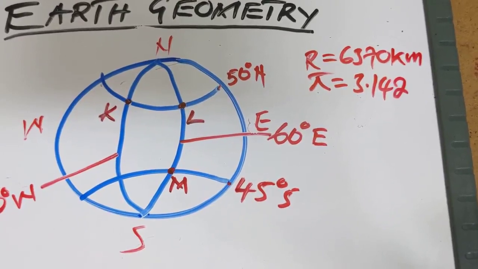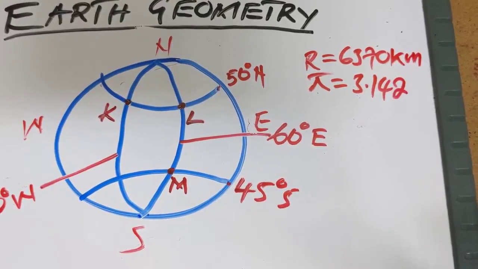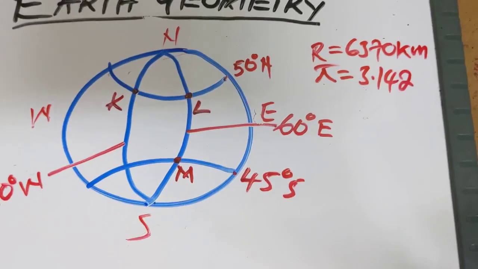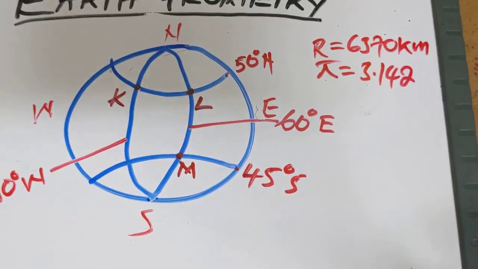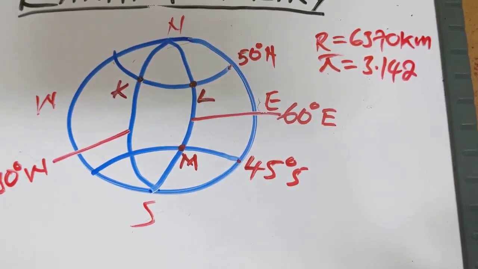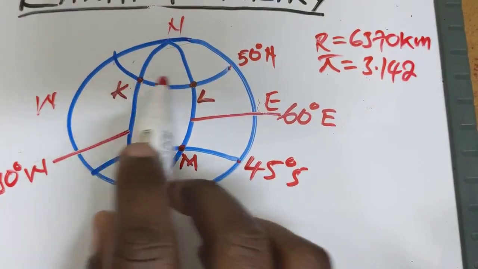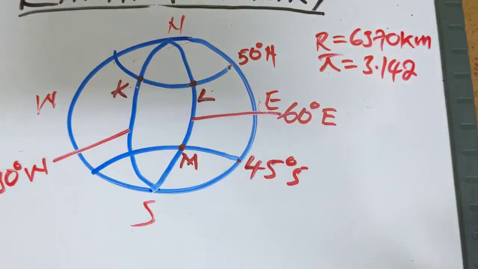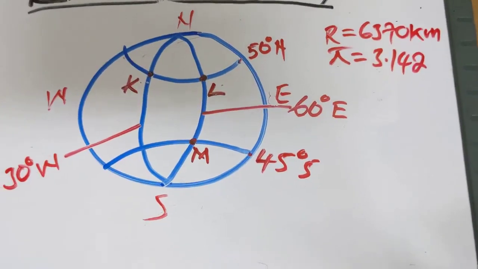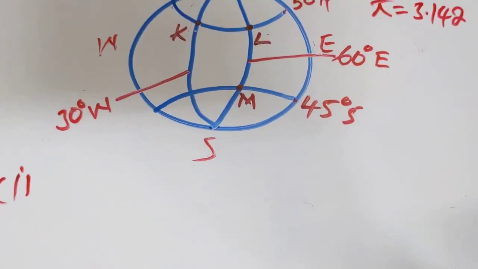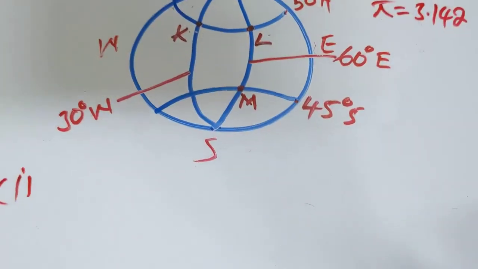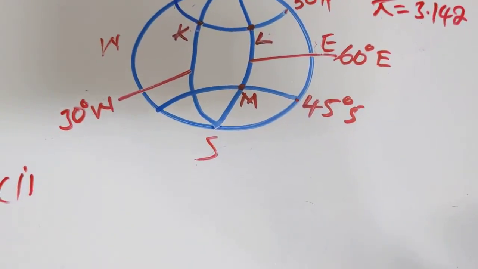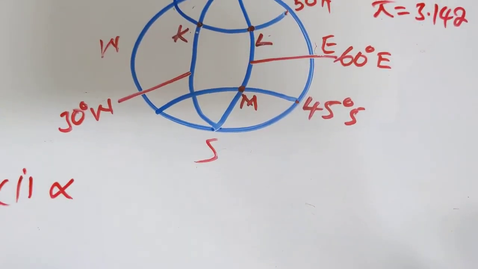in longitude between K and L. That was the first question, and it was 2 marks. Find the difference between K and L. Just that. Just the difference.